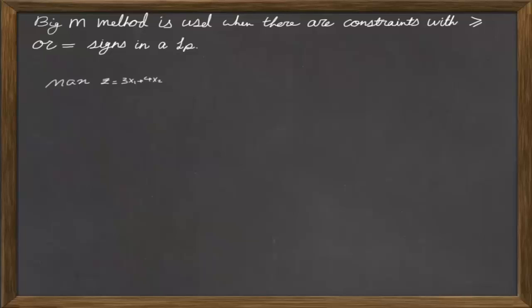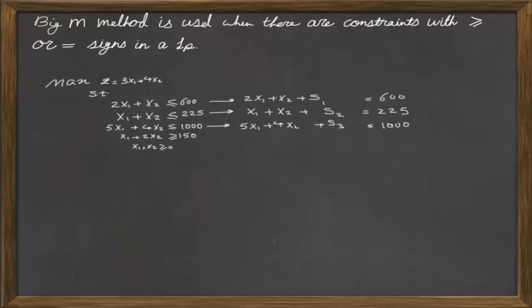Suppose we have a maximization problem which is subject to 3 constraints with less than or equal sign and 1 constraint with greater than or equal sign. The first step before solving this problem is to standardize it. For the constraints with less than or equal sign, we earlier learned how to use the slack variables.